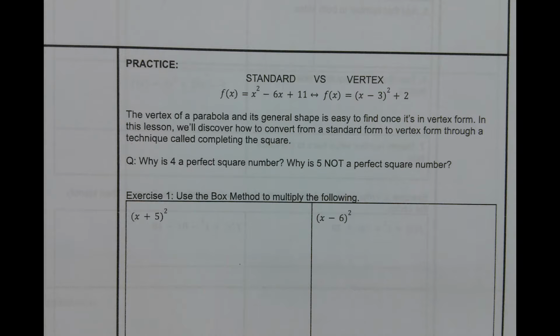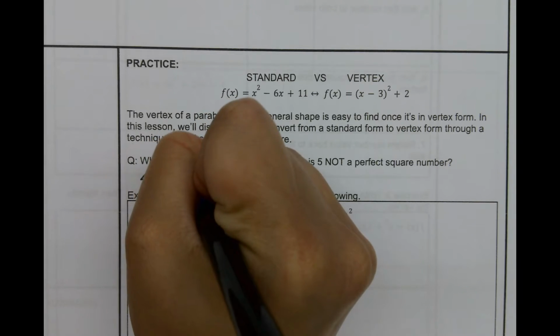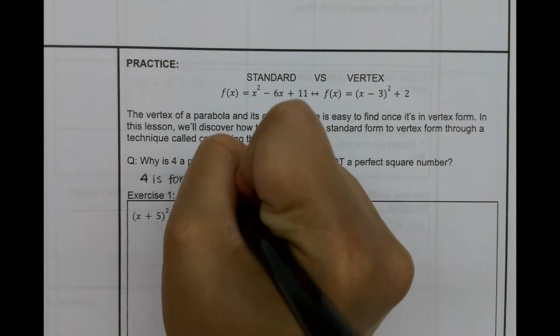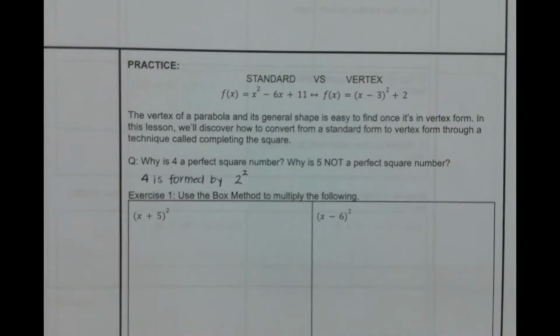So my first question is, why is 4 a perfect square number? The reason is that 4 is formed by taking an integer like 2 and squaring it. And so 4 is formed by 2 squared.